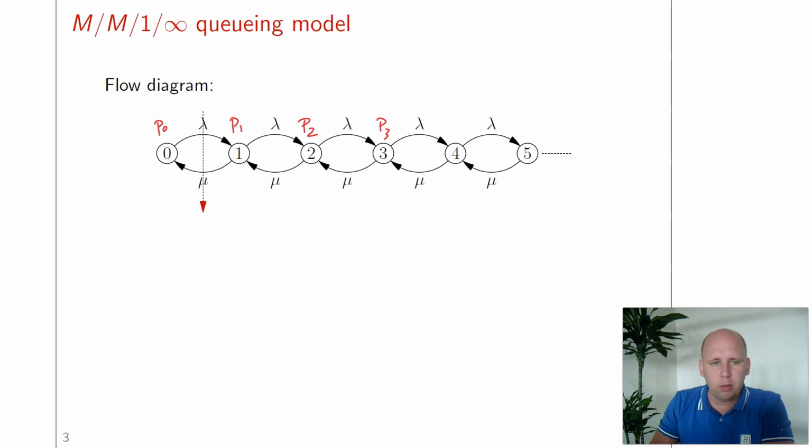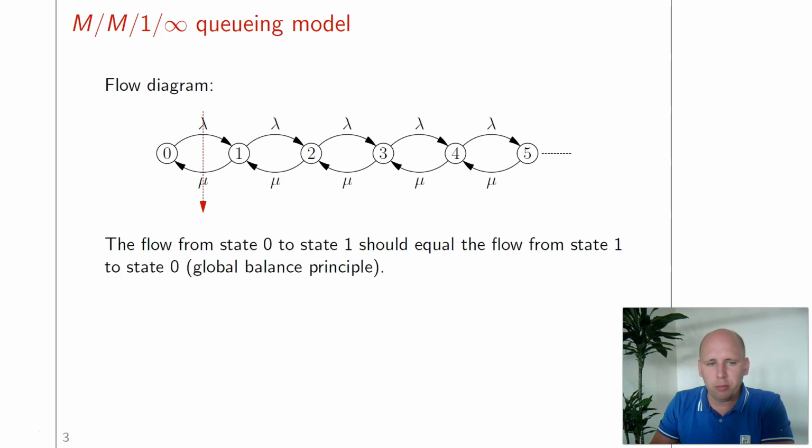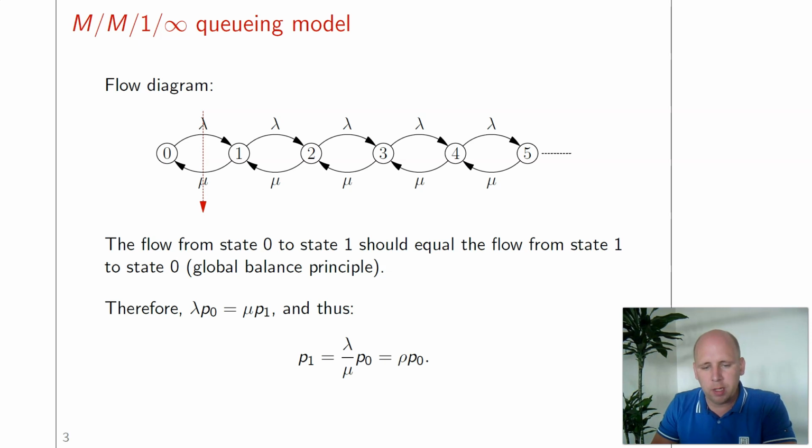We can calculate those probabilities by using the global balance principle. So if we cut this flow diagram into 2 parts, then the flow from the left to the right should always equal the flow from the right to the left. In this case, the flow from the left to the right is lambda times P0. From the right to the left is mu times P1, and those two should be equal to each other. If we divide both sides by mu, then we have P1 in terms of P0. So P1 is rho times P0.